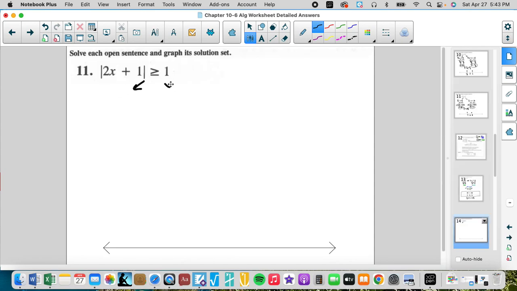So let's write the statements. 2x plus 1 is greater than or equal to 1, so that's an or statement. 2x plus 1 is less than or equal to negative 1.